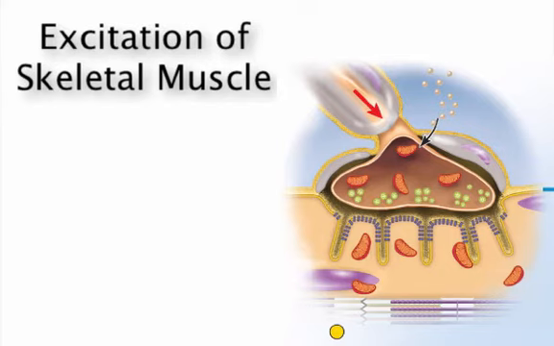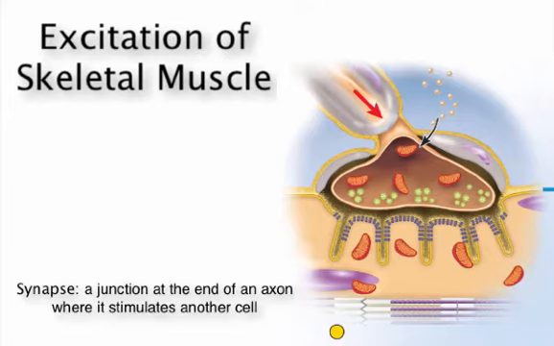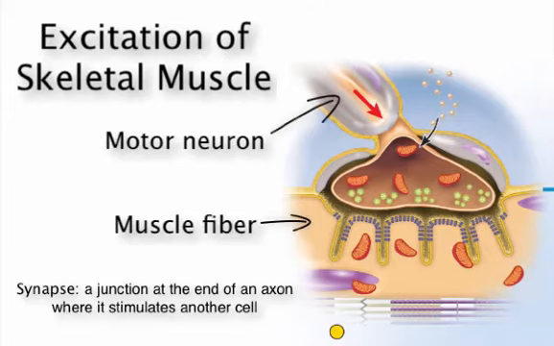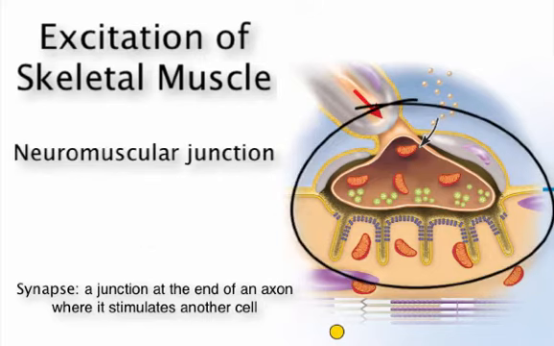Excitation is the process by which a motor neuron's impulse stimulates an action potential in a skeletal muscle. It is essentially a chemical synapse between a neuron and a muscle fiber, meaning it utilizes chemicals called neurotransmitters. Since this specific type of synapse is between a neuron and a muscle, it's called a neuromuscular junction. It's also known as a motor end plate.